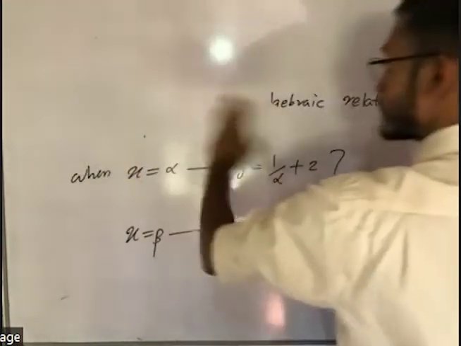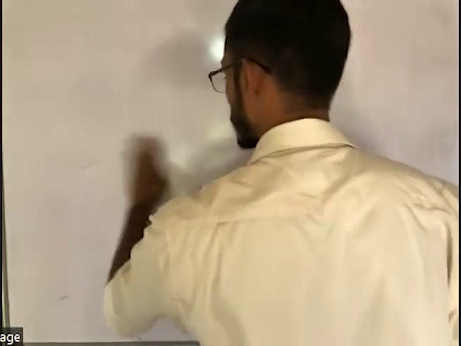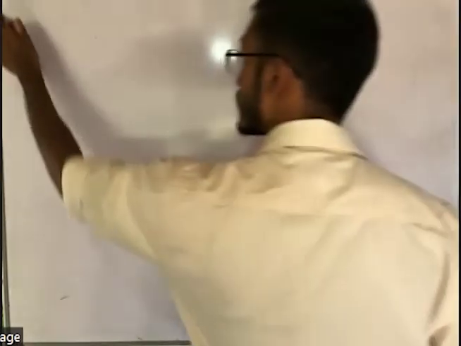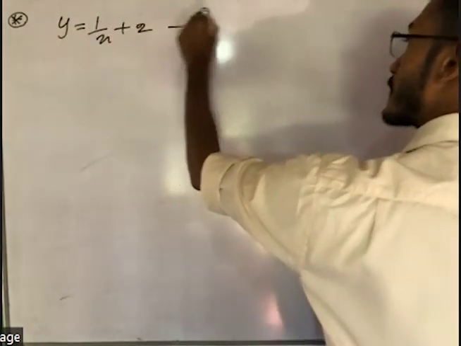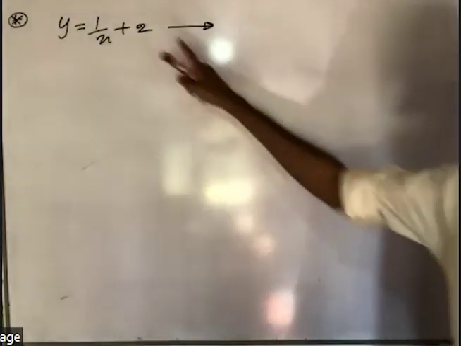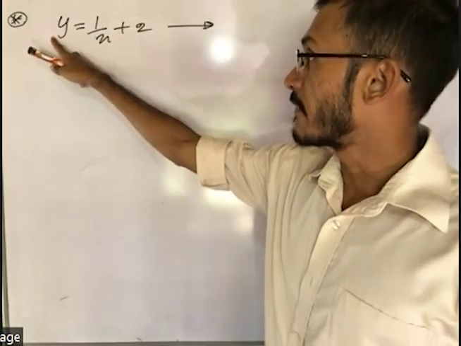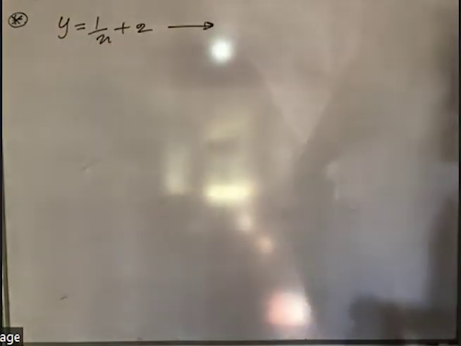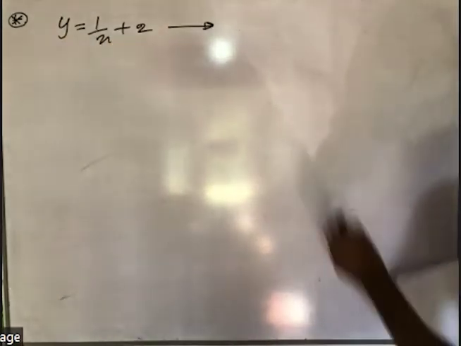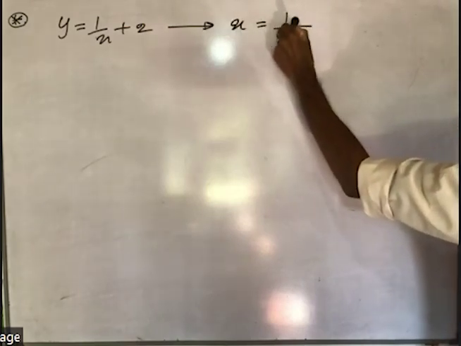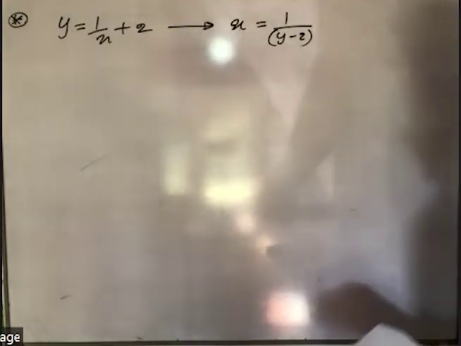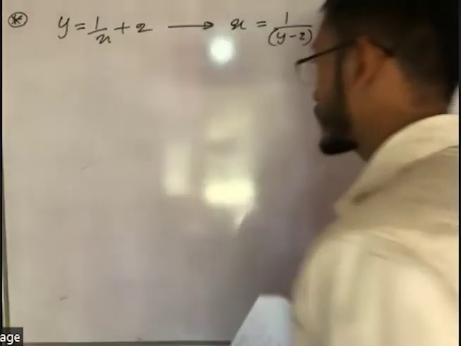Now look at this. We know that y equal to 1 over x plus 2. So we can take 2 here. Then y minus 2 equal to 1 over x. Then if you get the reciprocal, we can find the value of x. Then x equal to 1 over y minus 2. Right. Now we can convert our equation.